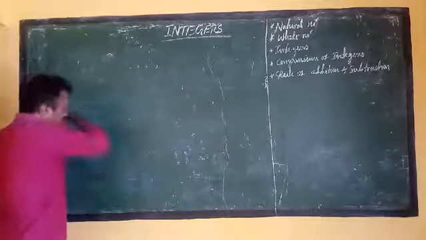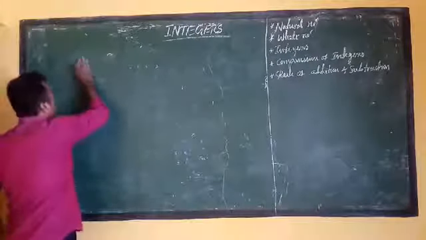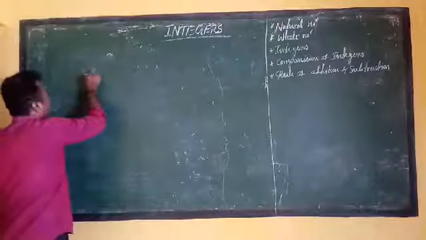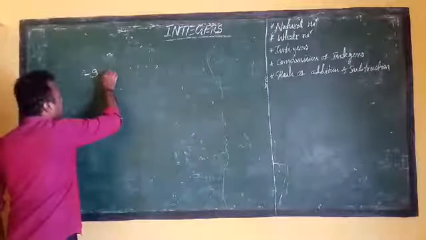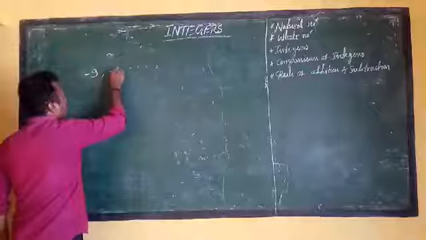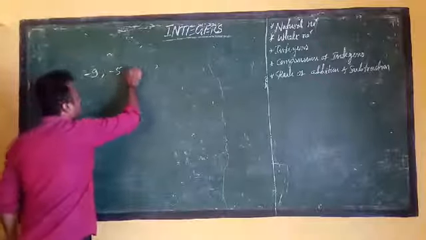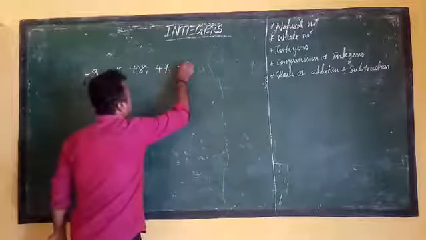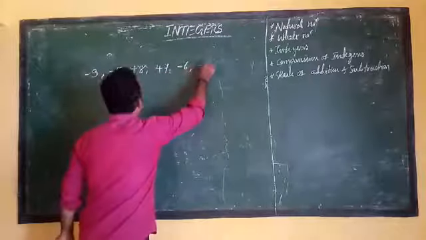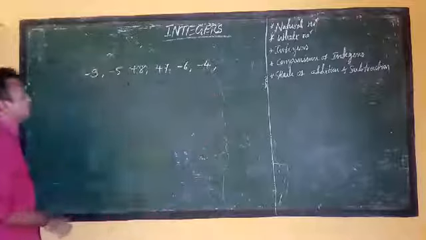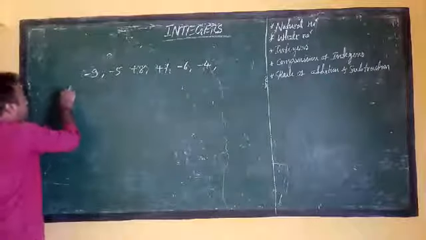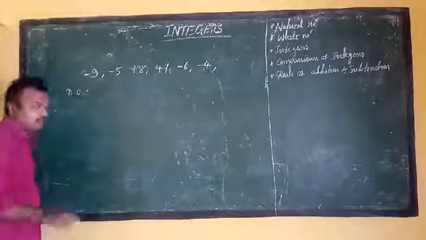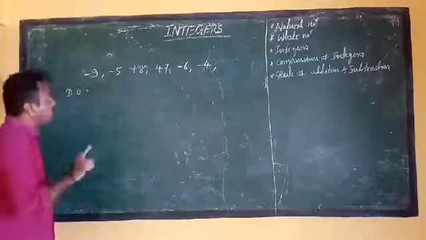See, I will show one of the examples. Minus 9, minus 5, plus 8, plus 7, minus 6 and minus 4. In that, you should write the descending order. Descending order means bigger to smaller. So which is the bigger?